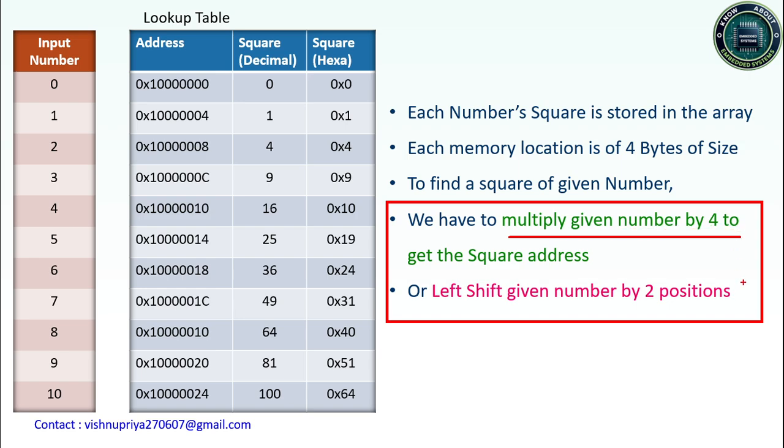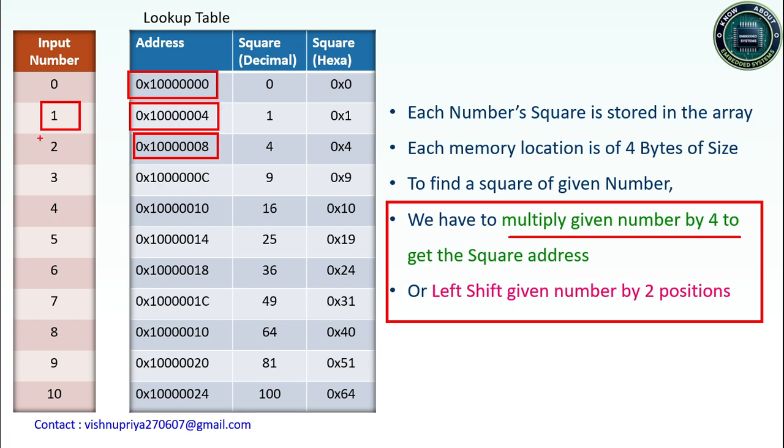So why we have to multiply by 4? If you observe here, each memory location is having the difference of 4 bytes. That is why we have to multiply it. For example, if you want to get the square of 1 means, so 1 into 4 we have to do to get the address of your square.